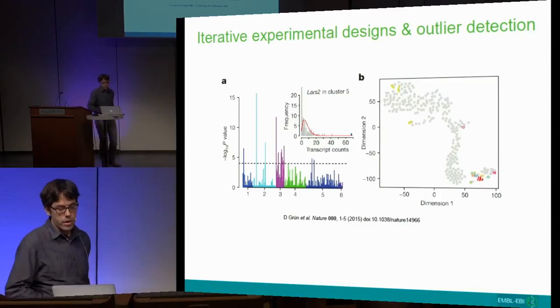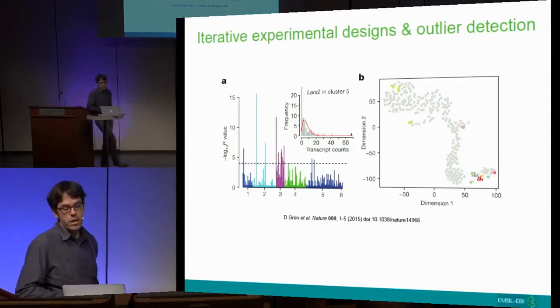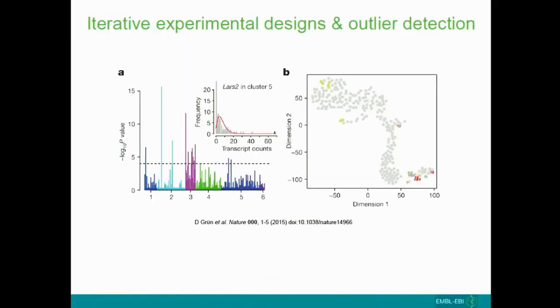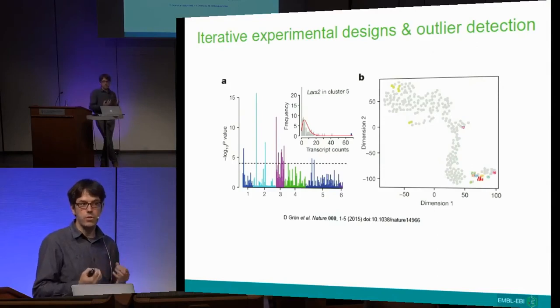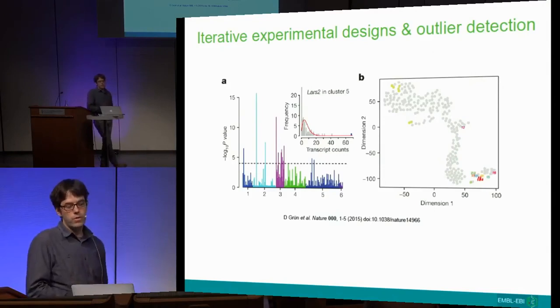The second idea I want to highlight is an example from Dominic Grün, together with Alexander van Oudenaarden, who looked at the question of outlying cells. So initially, what the study did is look at dimension reduction and clusters of cells and asked then, are there cells that are outlying, that don't fit the clusters, that we then could follow up in a second step analysis experiment to really resolve cell types to very high resolution?